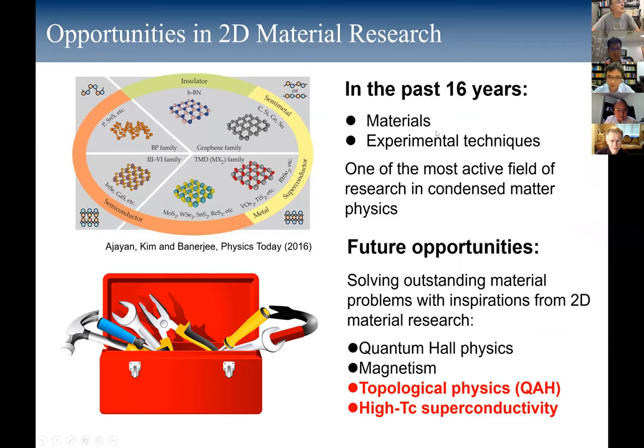We have learned that a lot of materials can be thinned down to monolayer, and they exhibit a wide variety of electronic properties. At the same time, we have accumulated a very large set of experimental techniques that we can use as tools to start solving outstanding material problems in other branches of condensed matter physics, for example, quantum Hall physics and magnetism. Today I will focus on the two areas that I find most interesting, quantum Hall physics and high-TC superconductivity.